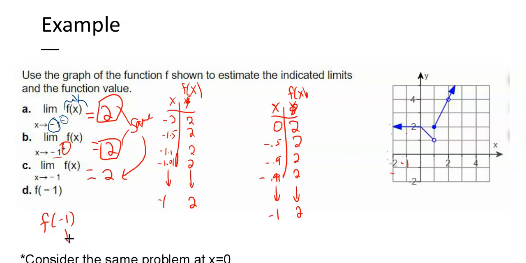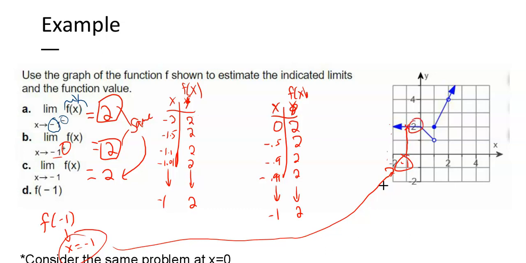Again, this means x is equal to negative 1. We find that on the x-axis over here, which is right here. And then we look for the point on the graph with that x-coordinate, which is this point right here. The corresponding y-coordinate for that point is 2. So we happen to get 2 for that as well. But that won't always happen. So I just want to make that clear. Don't assume that the limit value is what the function is equal to at that same x value. All right.